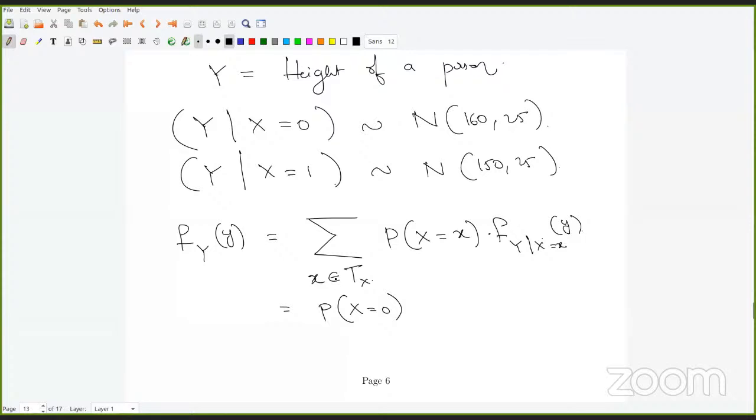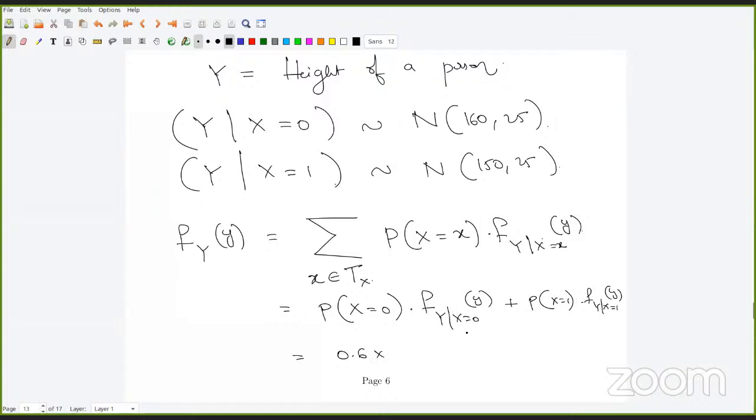So the range of x is actually 0 and 1. That's it. We have only two cases here. So this is f_Y given X equals 0 of y, times the probability that X equals 0, plus the probability that X equals 1 times f_Y given X equals 1. The probability that X equals 0 is 0.6, into f_Y given X equals 0.